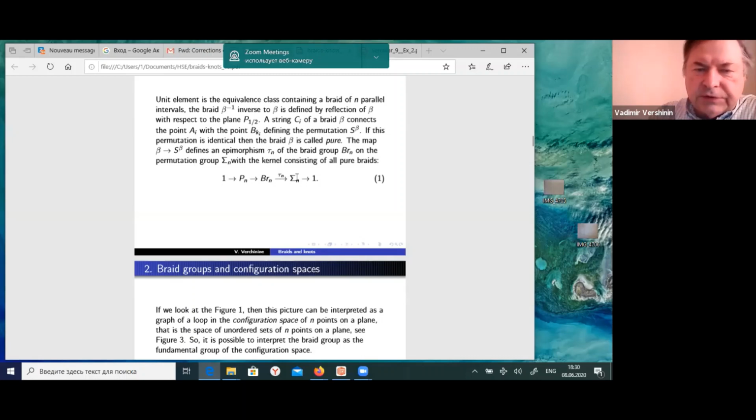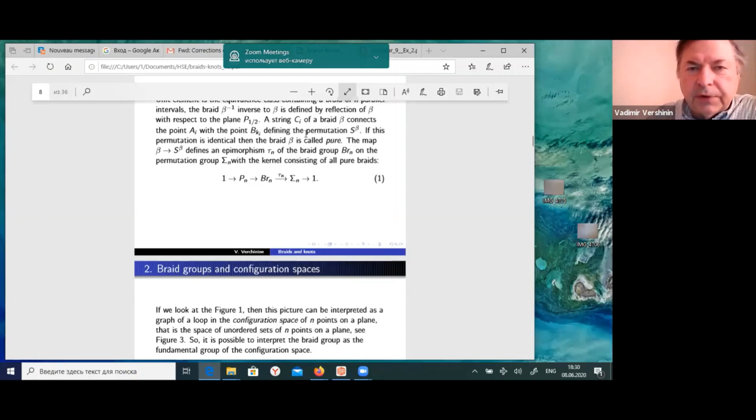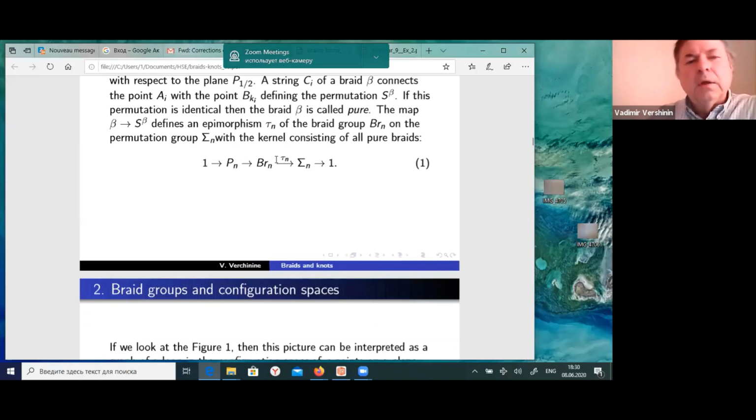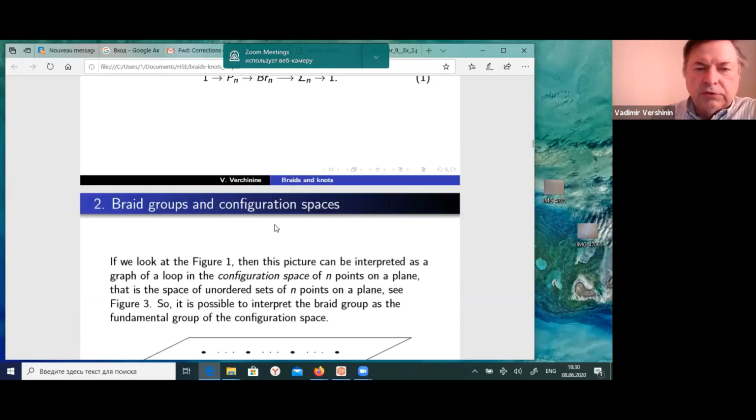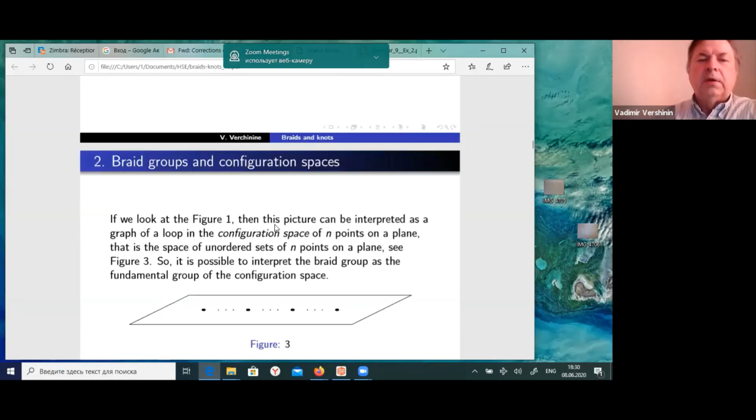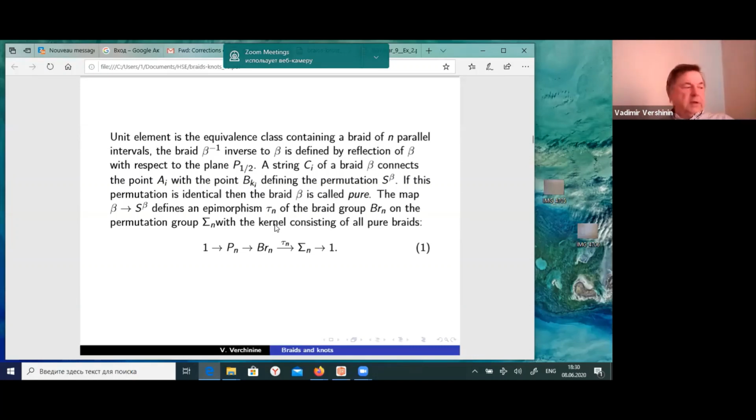Then there is a map, actually evident, that this map is an epimorphism, and there is a kernel of this map, and the kernel is called the pure braid group. So you may consider this stuff, everything is not completely strict.